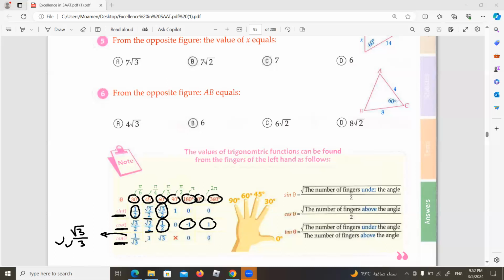What is tan 45? It is equal to 1. What is tan 60? It is root 3. What is tan 90? Tan 90 is undefined.